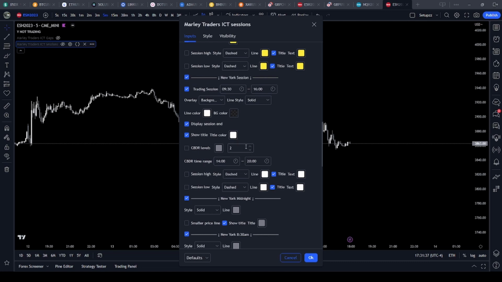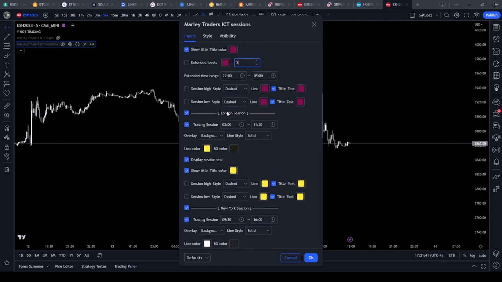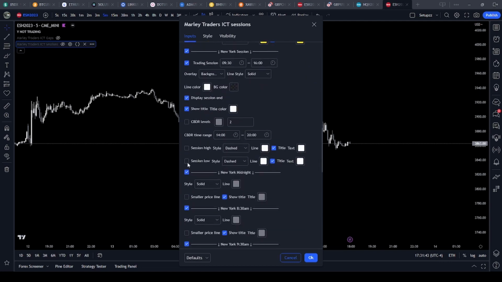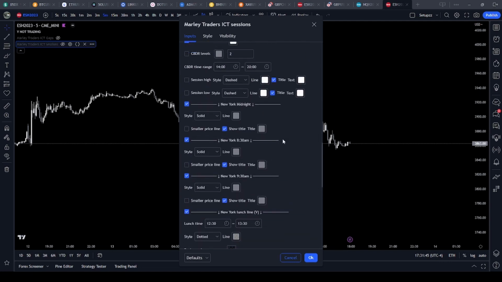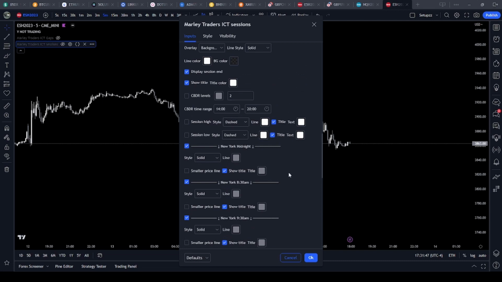Using these ranges you see here, as you will see later. Some of these are not activated because I don't really need them. When I do, then I put them on.